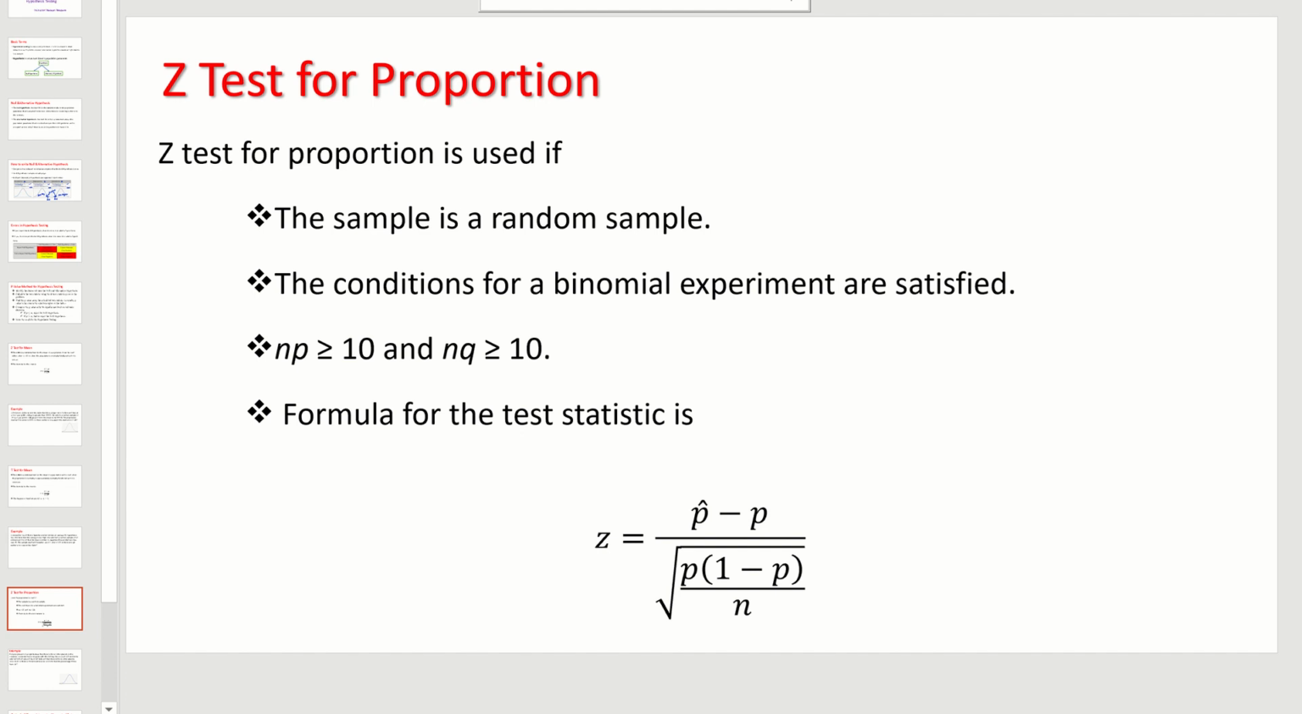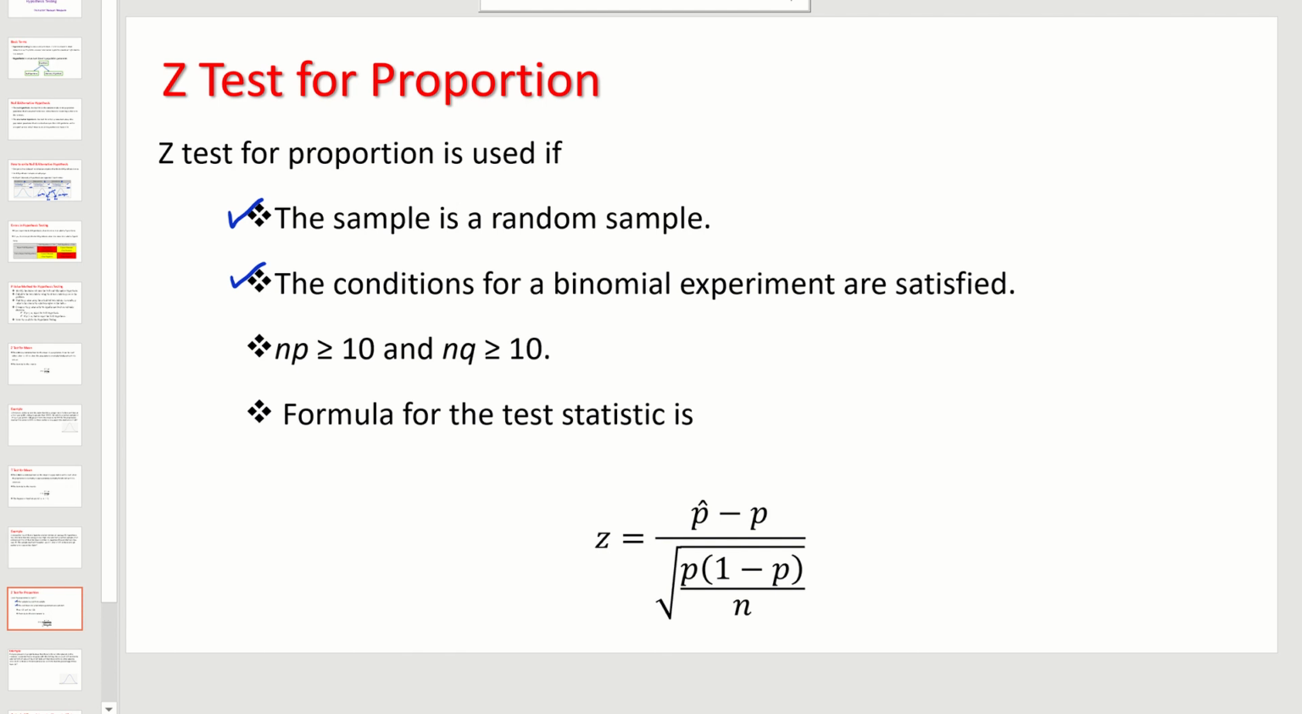So z-test for proportion is used if the sample is a random sample. That is the first condition: the sample is selected using random sampling method. Second, as we are talking about the proportion, you will have the proportion of the sample p hat, and the opposite for that is 1 minus p hat or q. So there are only two outcomes. Meaning of that is the conditions for binomial experiment are satisfied.